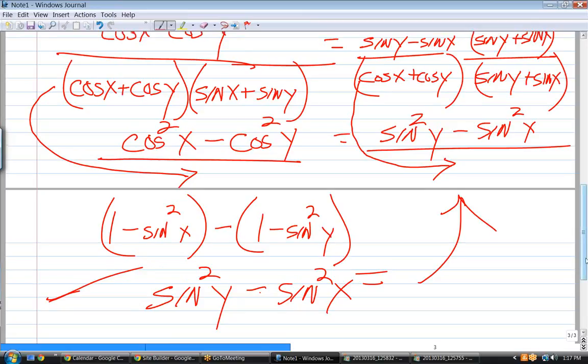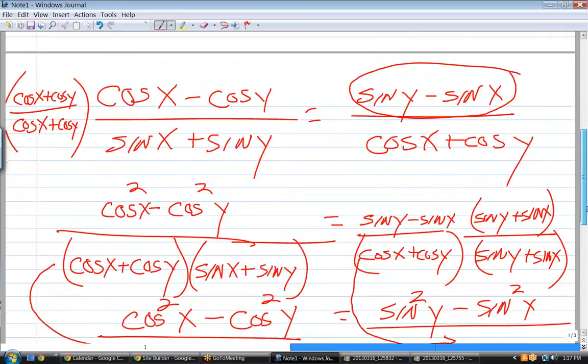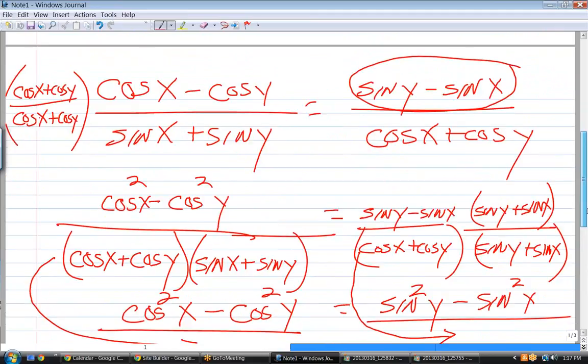But this is actually a perfect example of where, if it's really difficult to figure out, go ahead and do some things that you're not normally allowed to do, because it elucidates the problem and tells you what you need to do to the left side in order to make it look like the right side.